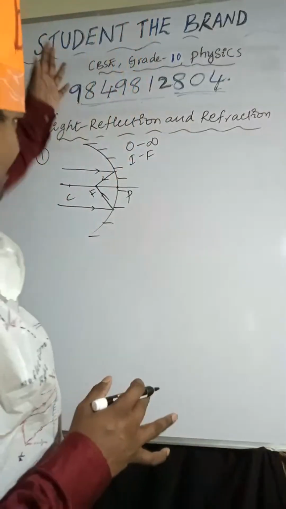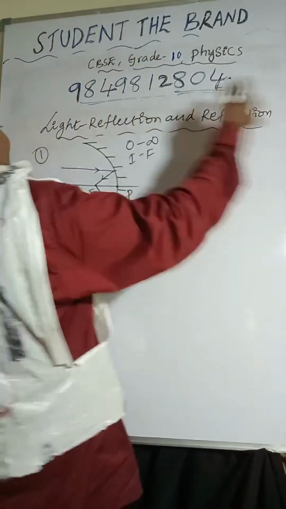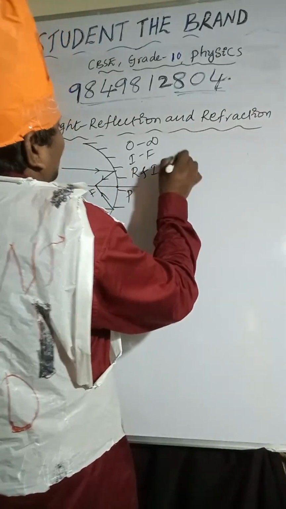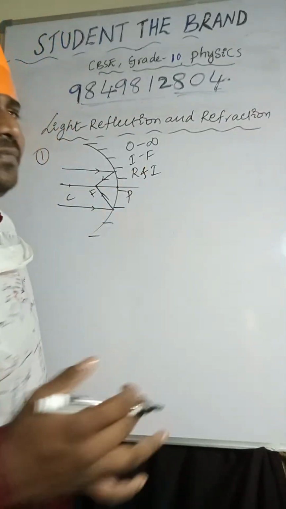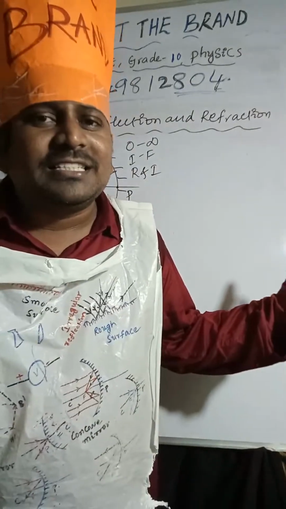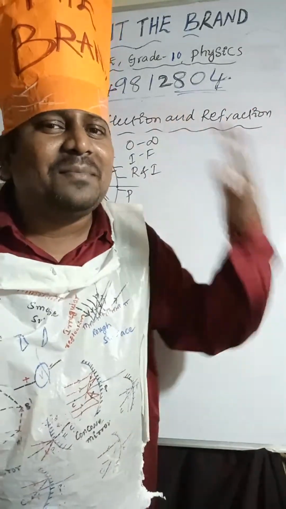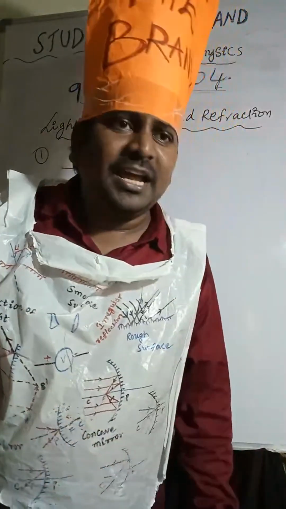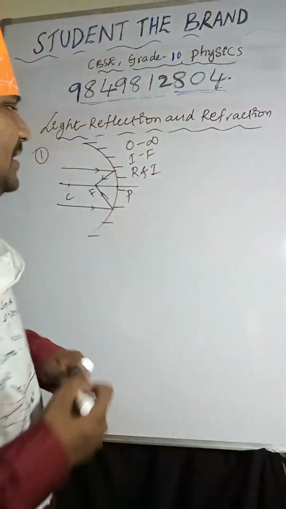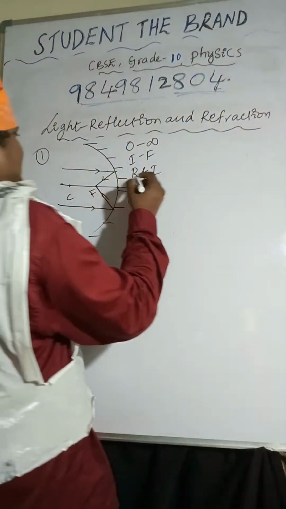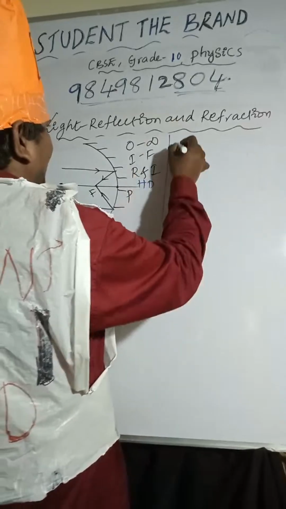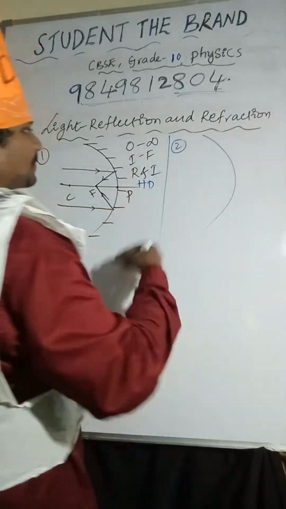What is the image formation? The image is real and inverted. What is the size of the image? Highly diminished. A point-size image is forming at focus. Okay, going to the next one.